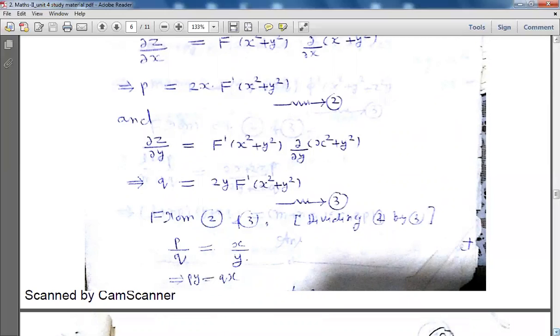Now equations number 2 and 3 represent the first derivative of the arbitrary function. With the help of these two equations, we can eliminate the arbitrary function and we shall get the relation p by q, simplify to get py minus qx equal to 0, or py equal to qx. This is the required partial differential equation.